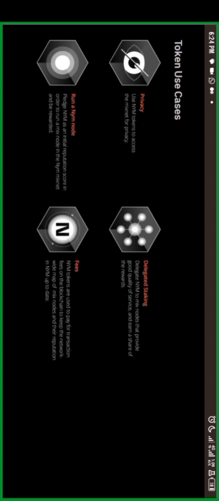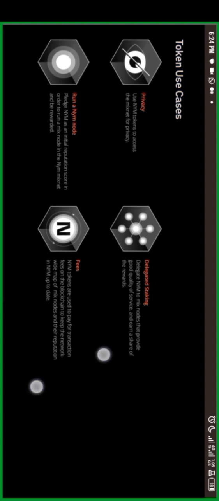Pledge Nym as an initial reputation score in order to run a mixnode in the Nym mixnet and be rewarded. So you see, even as a developer, when you bring out some amount of Nym token, you develop your own node. And also when people delegate their token under you, when people make use of your mixnode, you earn reward also.